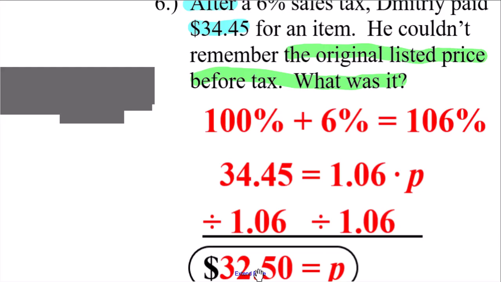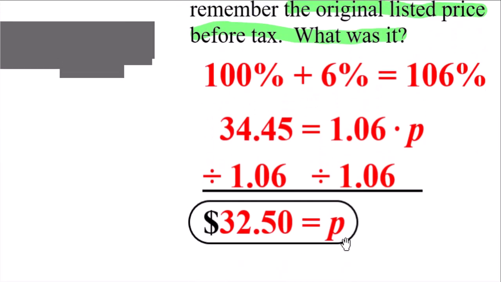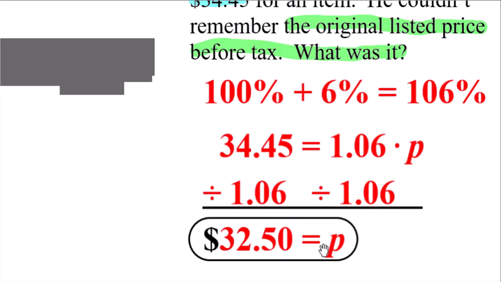Final answer is 32.5 in your calculator, but you guys should know with dollars and cents, there needs to be 2 digits to the right of the decimal point. So this 0 here is not optional since we're talking about dollars and cents.